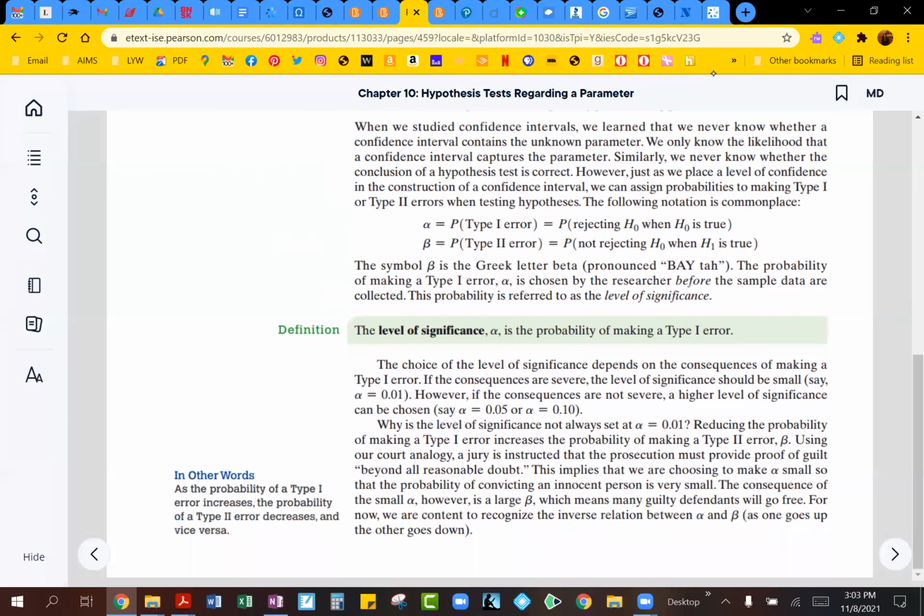So you will see again in these examples, they're talking about if the consequences are severe, the level of significance should be small. So that's an alpha value of 0.01. And they're saying if the consequences are not severe, then we can think about a higher level of significance, so 0.05 or even 0.10. It will really depend on what type of examples you're looking at, and you can read a little bit more detail on that.